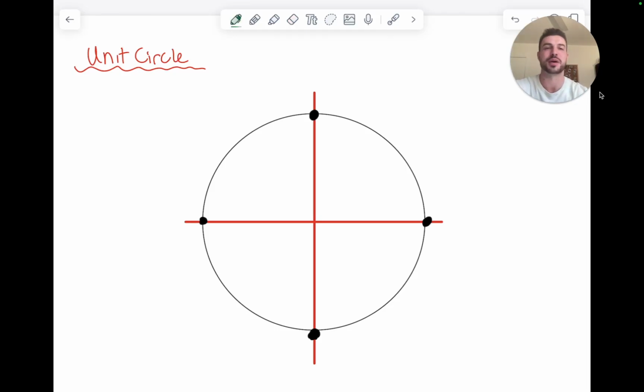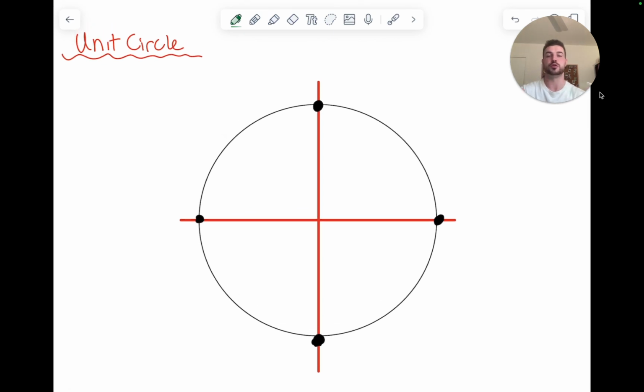All right, everybody, welcome back. Today what we're going to do is further our understanding of the unit circle. All right, so I started with a blank unit circle here. And as a reminder, what this really is, is a zoomed in coordinate plane.